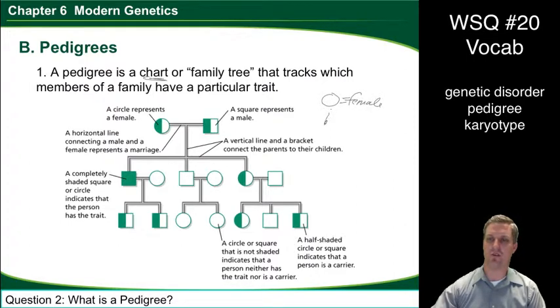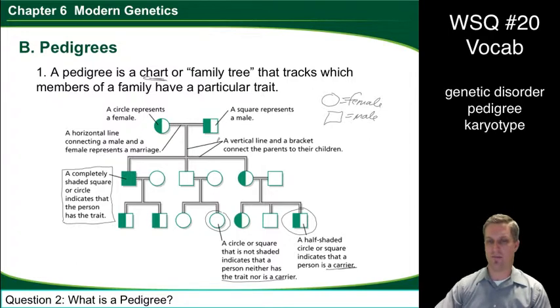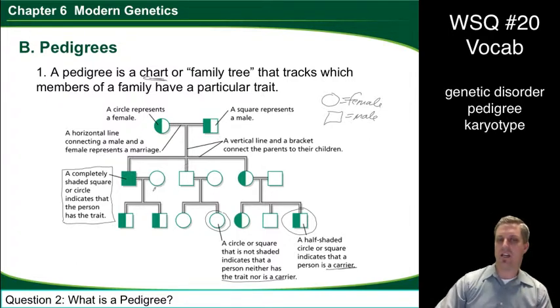Of course, that means that squares will represent the male member of a family. If you look at these, you can see that some of the circles and squares have different colorations. If a square or circle is completely shaded in, that means the person has that particular trait that we're talking about. If it's half shaded in, like in this half-shaded square, this would be a carrier. And if it has no shading whatsoever, this means that this person doesn't have the trait, neither is it a carrier.